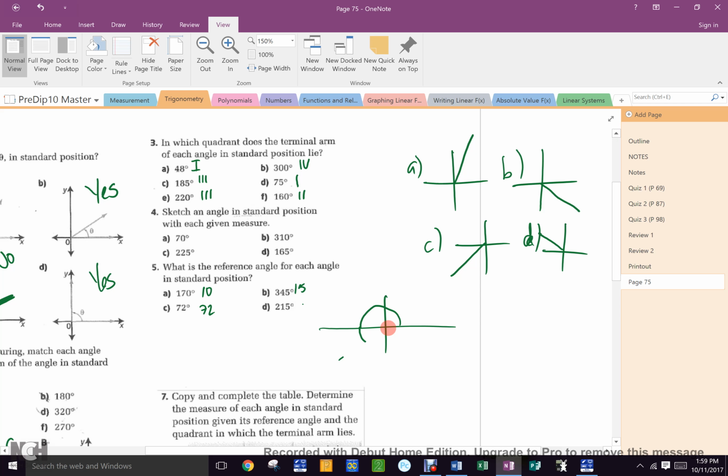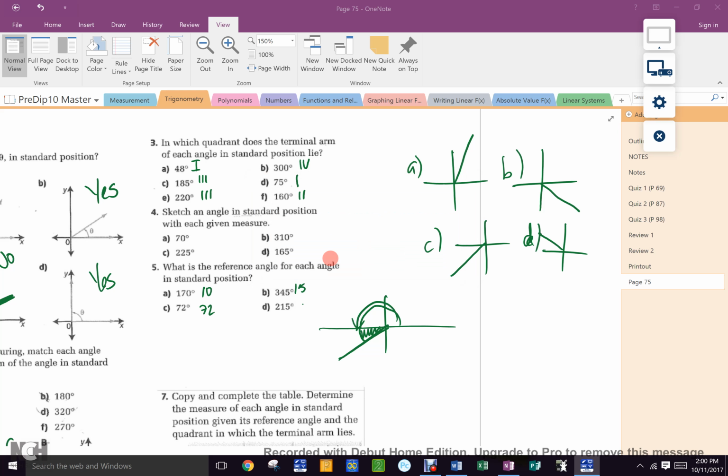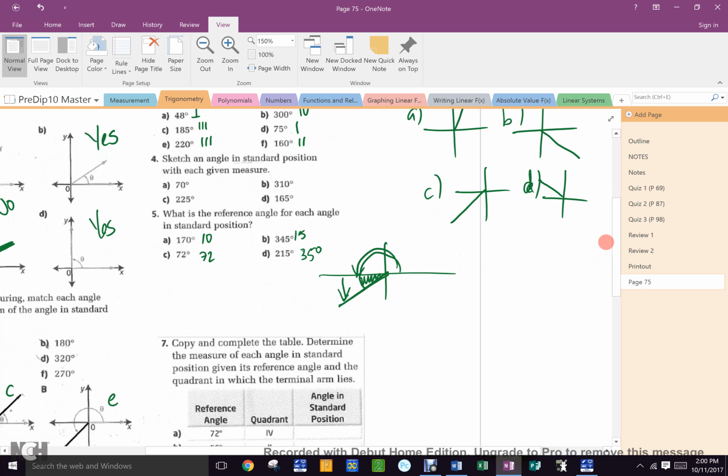Where's the reference angle? Between the x-axis and the terminal arm. Which is right in there, yes? How far is that? How far is it around to there? 180. How far did I go? 215. So I need this distance from 180 to 215, which is 35. That one always causes people trouble.